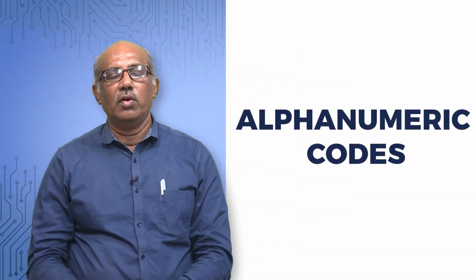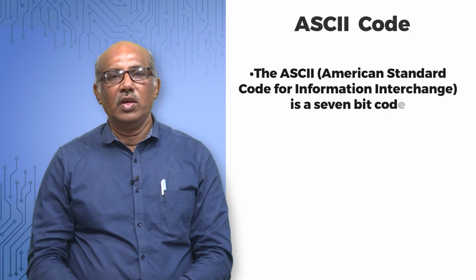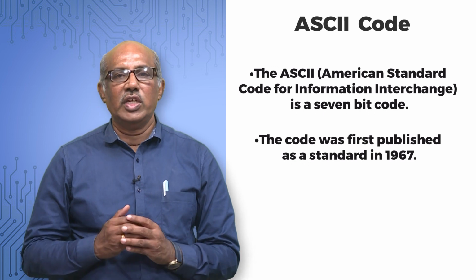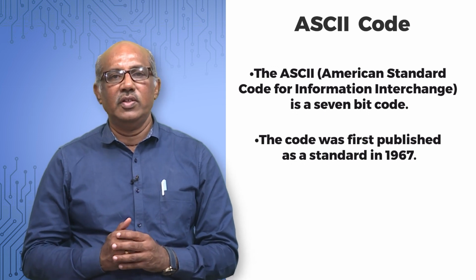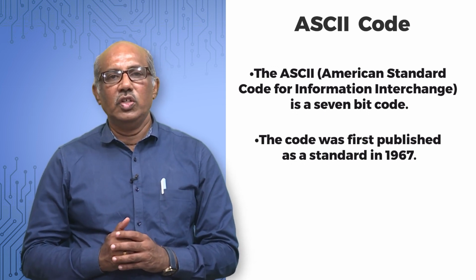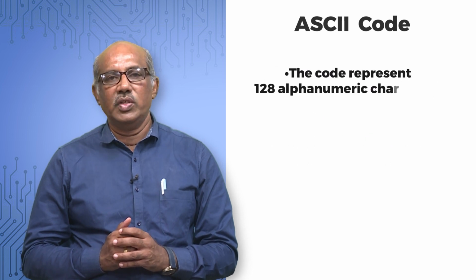We will come to the next, that is alphanumeric codes, starting with the ASCII code. The ASCII code, which we call the American Standard Code for Information Interchange, is a 7-bit code. The code was first established as a standard in 1967. Because it is of 7 bits, the code represents 128 alphanumeric characters.